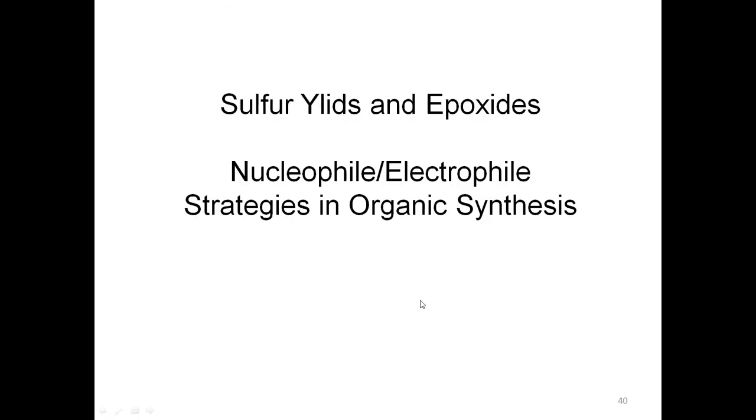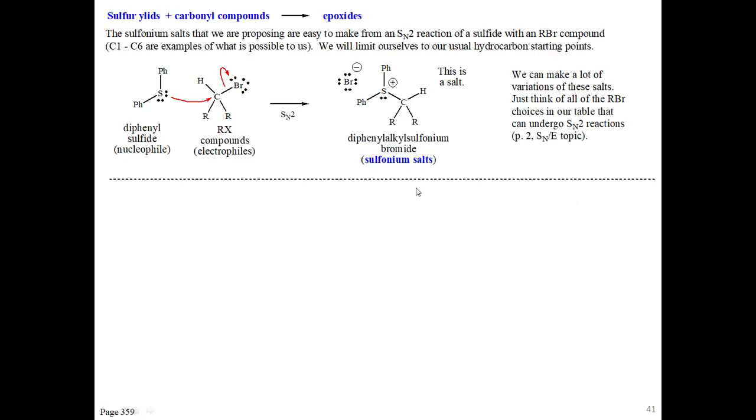So let's take a look at that. We're going to use these sulfur ylids to make epoxides, and that's going to be our third and last category of electrophiles. Okay, and then we'll use all these things in synthesis. So this is the way it's going to work.